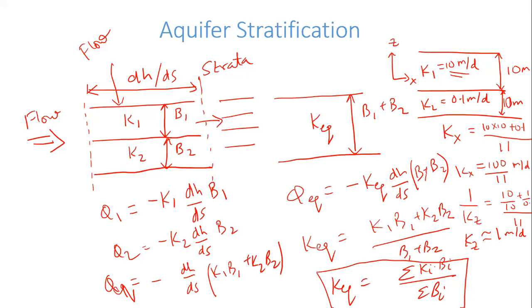Okay, because when you're having flow happening perpendicular to the layers, the one which stops the flow is going to have more weightage. Whereas if I have flow parallel to the layers, then the layer which has the higher k will have more predominance.